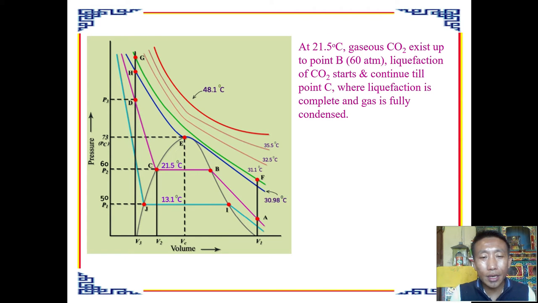Then as you keep on decreasing the temperature, at around 21.5 degrees Celsius, we see that carbon dioxide gas starts forming liquid from point B to point C. Here the gas is being completely liquefied, and at this point the pressure is around 60 atmospheric pressure, and it continues to be in liquid form even if you increase the pressure. Similarly, when you decrease the temperature further to around 13.1 degrees Celsius, you will see that carbon dioxide gas starts forming liquid from point I till point J. And here, the formation of liquid is completed at 13.1 degrees Celsius at around 50 atmospheric pressure.